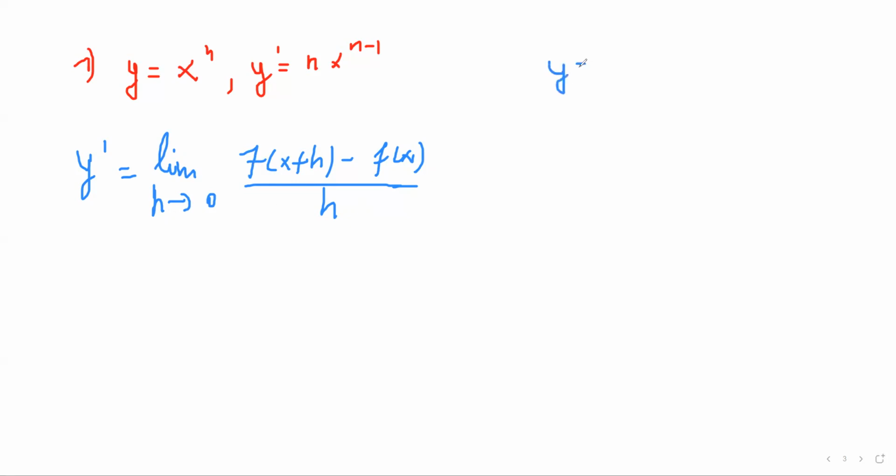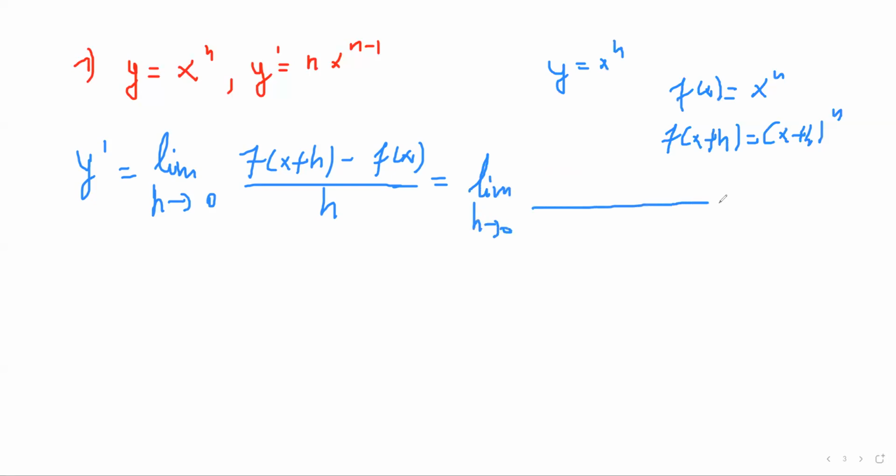If y equals x to the power n, then we have the following. f(x) equals x to the power n, and f(x plus h) equals (x plus h) to the power n. Substituting everything in this limit, we get the limit as h tends to 0 of (x plus h) to the power n minus x to the power n, divided by h.